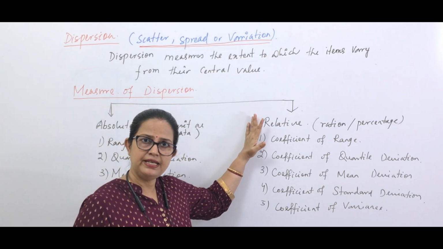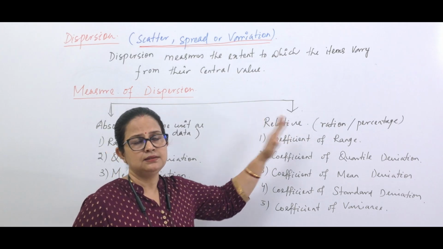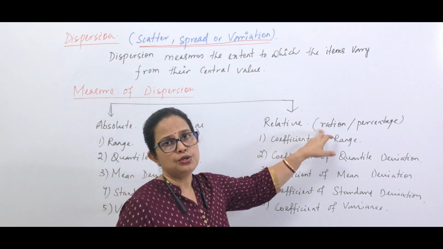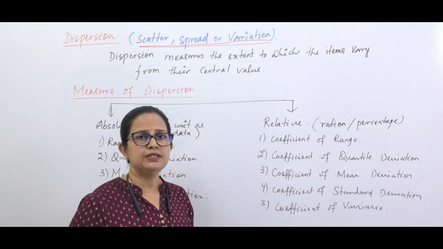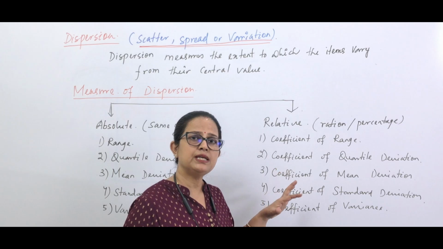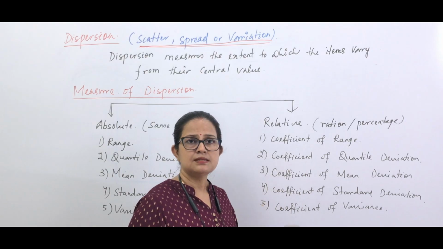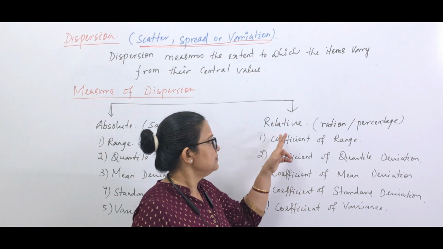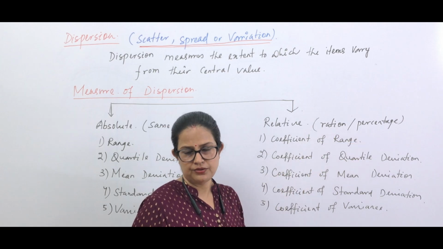But what happens in case of relative measure? In relative measure, we are not supposed to take the same unit. We always express it in terms of ratio or percentage. Why do we take the relative measure in terms of ratio or percentage? So that we can compare the series, between two series or three series. For that we take the percentage or ratio value.